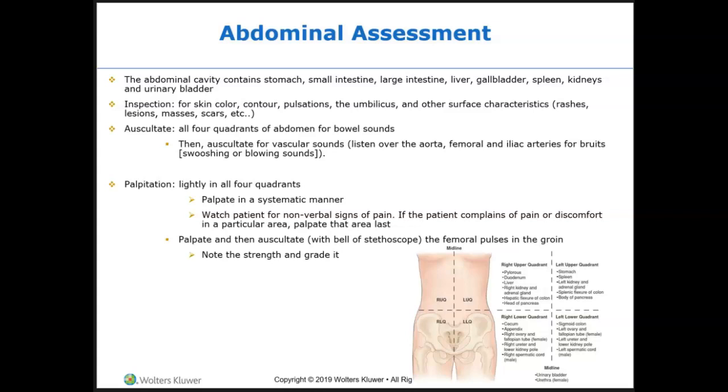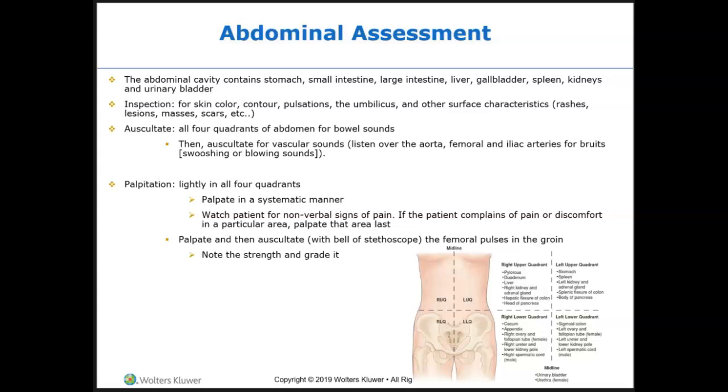You're going to palpate each quadrant in a systemic manner, noting any muscular resistance, any tenderness, enlargement of the organs, masses. Again, you're going to do right lower, right upper, left lower in that order. You're going to notate if the patient complains of pain or discomfort in any particular area. And then if they do say before you even palpate that they are having tenderness, palpate that area last, okay?